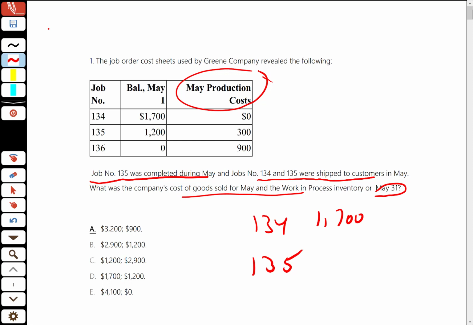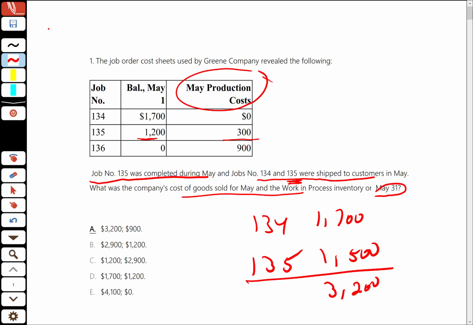Okay, so 134 is the $1,700. And then we've got job 135. And yes, they had some cost in progress in May, and then they finished this job up in May, didn't they? So the total cost that were shipped out to customers for that one is $1,500, isn't it? Okay. So our costs are going to be $3,200.